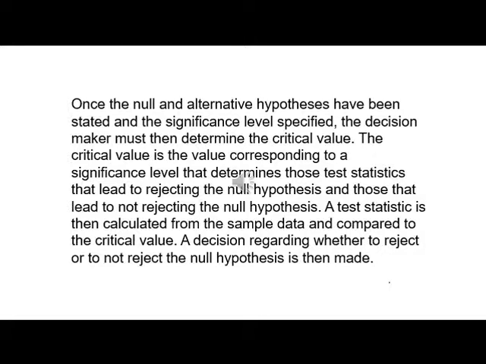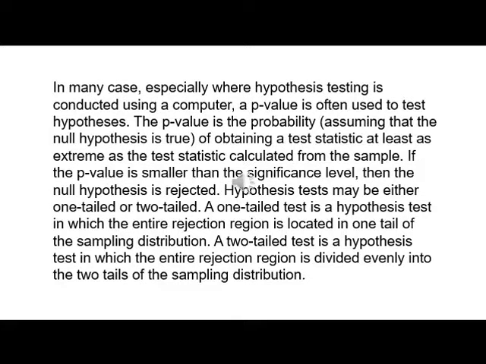In many cases, especially where hypothesis testing is conducted using a computer, a p-value is often used to test hypotheses. The p-value is the probability, assuming that the null hypothesis is true, of obtaining a test statistic at least as extreme as the test statistic calculated from the sample. If the p-value is smaller than the significance level, then the null hypothesis is rejected.